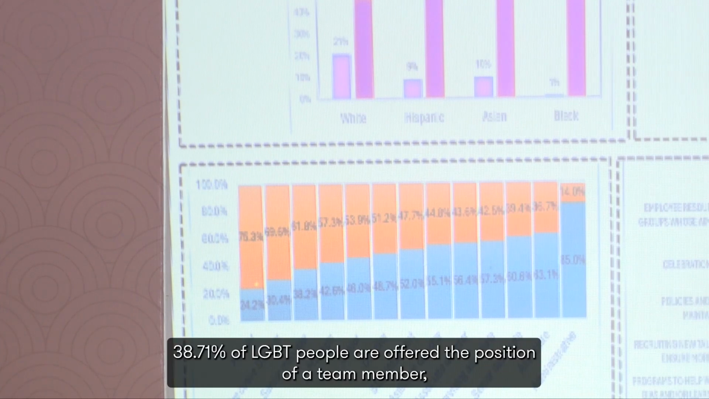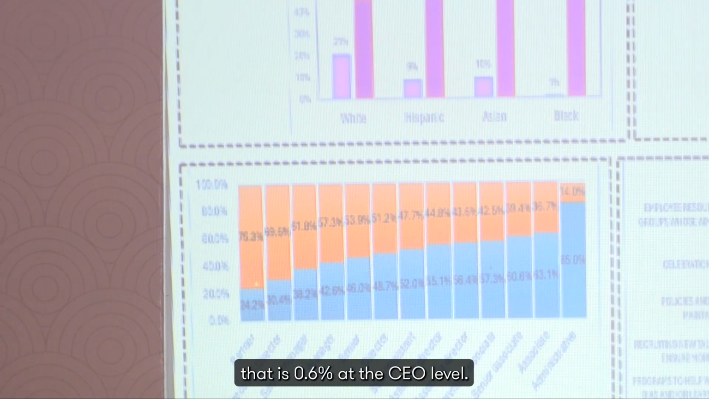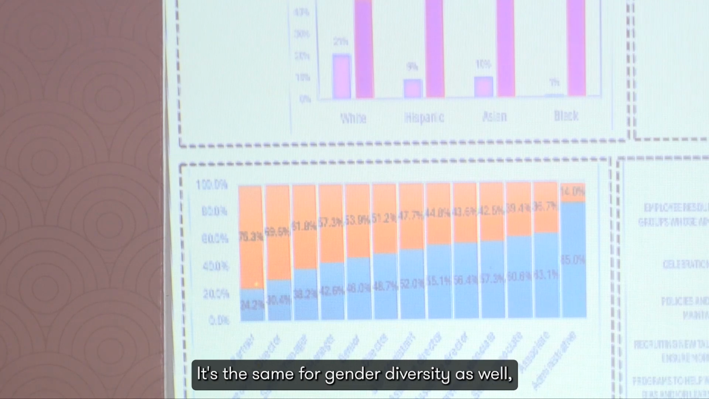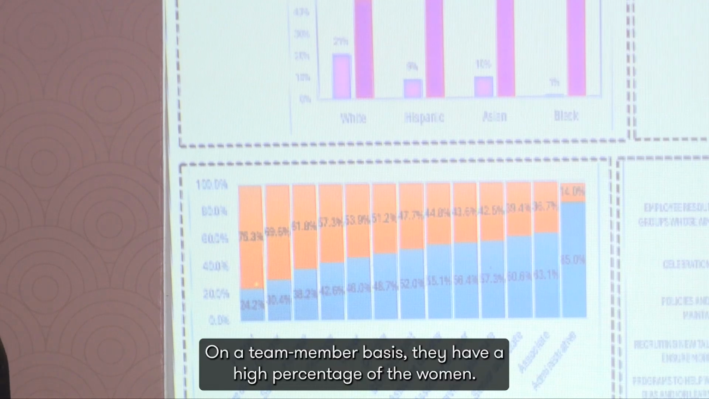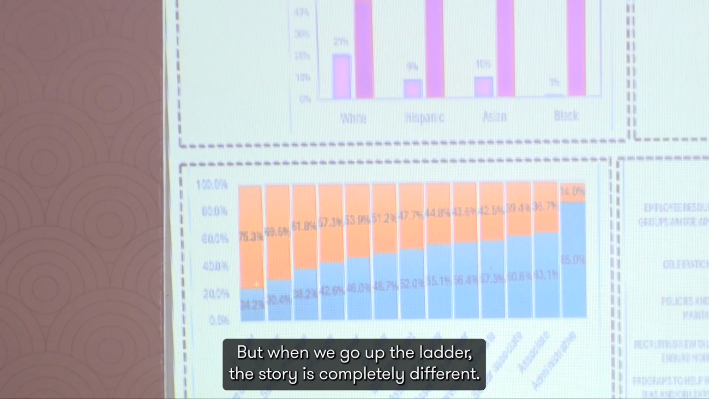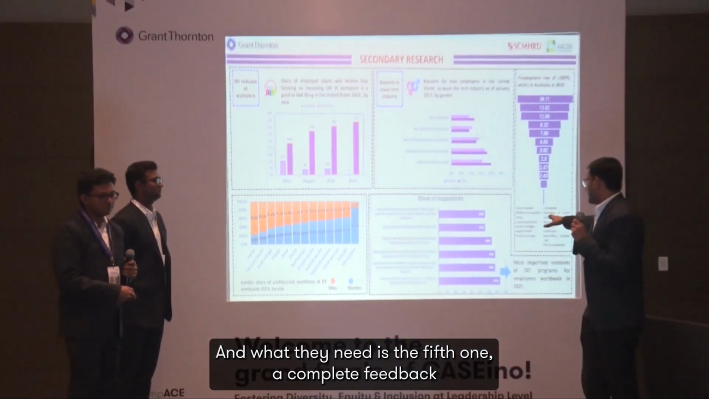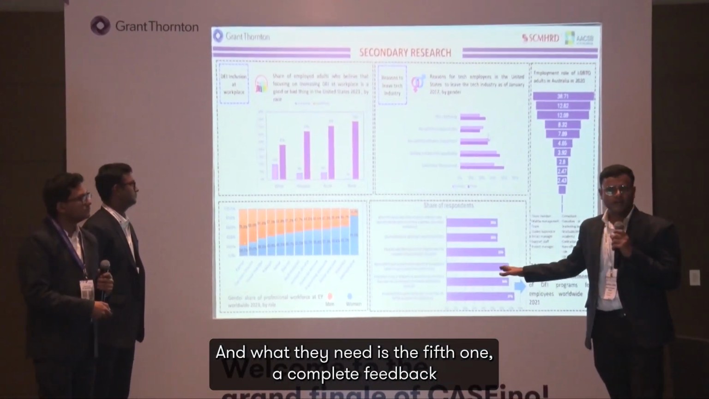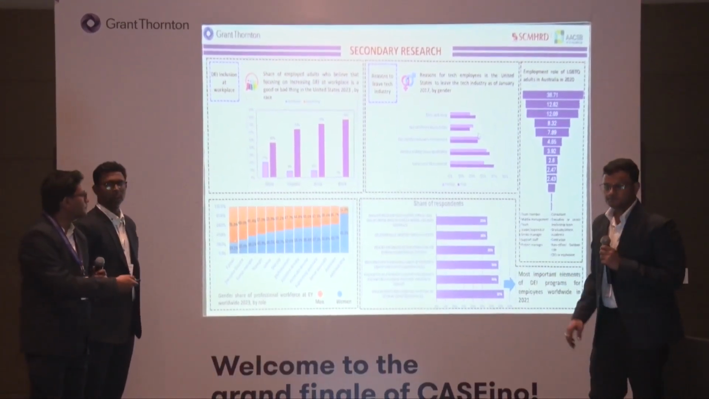38.71% of LGBTQ employees are offered roles as team members. But if we go up the ladder, it is just below 1%, that is 0.6% at the CEO level. And it's the same for gender diversity as well, as represented in the EY report: at the team member level, there is a high percentage of women, but if we go up the ladder, the story is completely different. And what they want, the fifth point, is a complete feedback and recognition system so that they can have proper reporting.